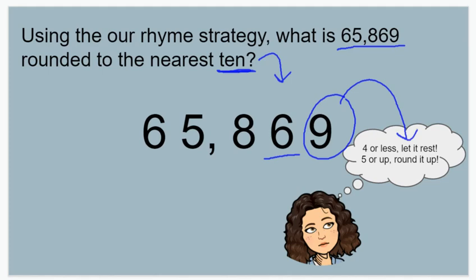4 or less, let it rest. 5 or up, round it up. 9 falls under 5 or up, round it up. So the 9 is telling me I need to round up. My digit that I underlined will be rounded up. If I round 6 up, then it becomes 7.